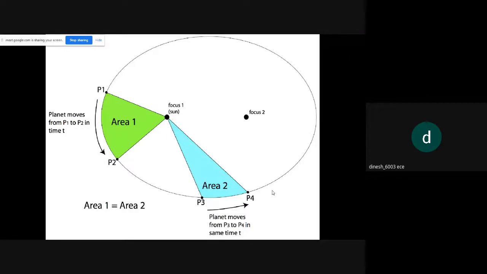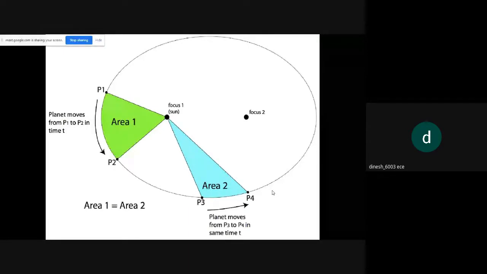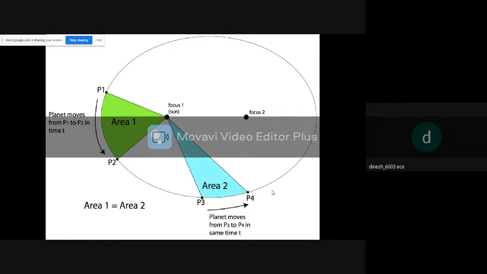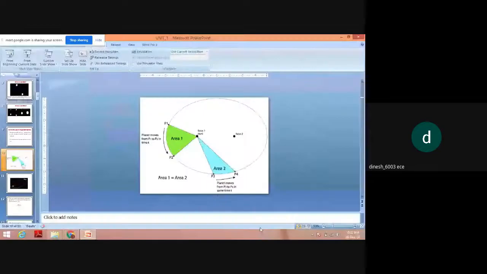I'm keeping the sun as the center and the planets are moving. The area covered by the planet within the specified time will be equal to the area covered when moving from other points within the same time. For example, taking 24 hours from point P1 to P2, that area coverage is equal to the area coverage from P3 to P4 for 24 hours. This is what Kepler's second law is.